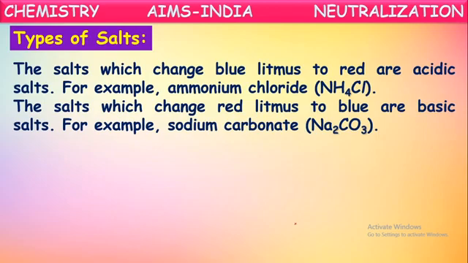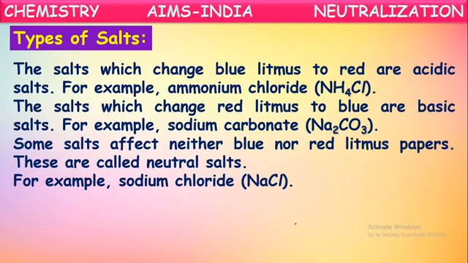And in a similar way, some salts won't show any color change with the litmus paper. That means they affect neither blue nor red litmus paper. Such salts are called neutral salts. For example, sodium chloride is a neutral salt. It won't show any effect with either blue or red litmus paper. So that is called a neutral salt.